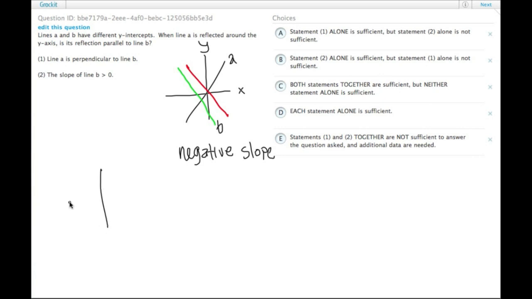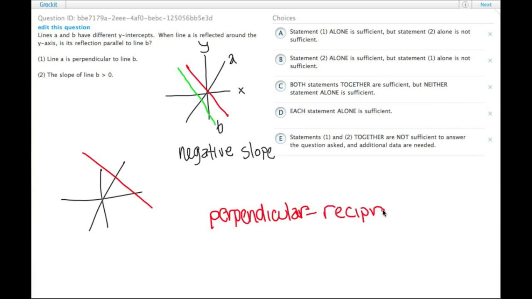Okay, so statement 1 tells us that line A is perpendicular to line B. So when they start out, one is like this, and the other one is like this. When lines are perpendicular, that means their slopes are reciprocal, not negative slopes. And so the only way that a perpendicular line could also be reflected along the y-axis and have a reciprocal slope is if they have a slope of 1.